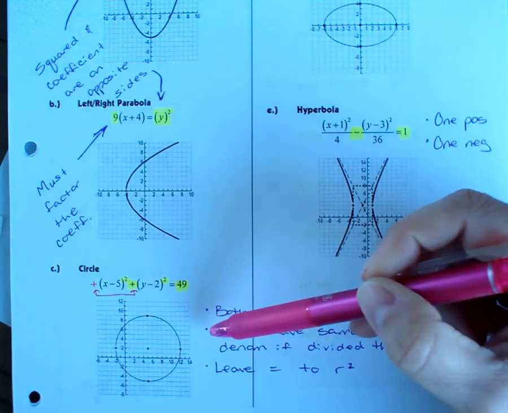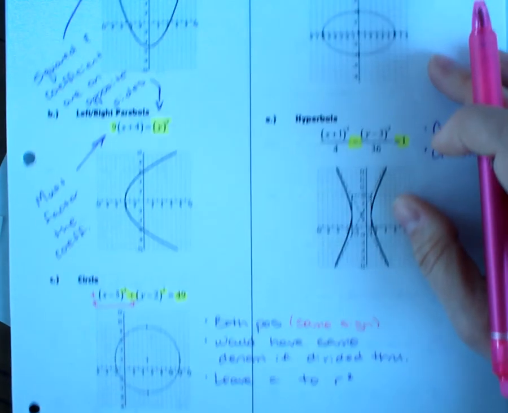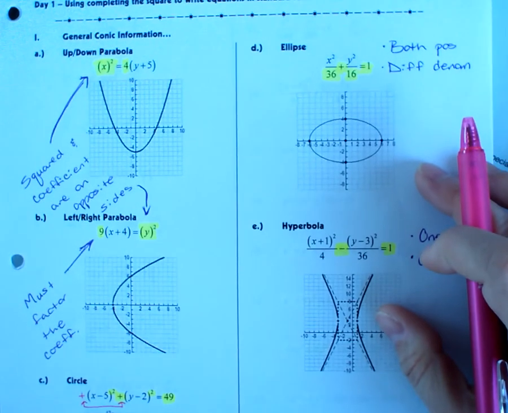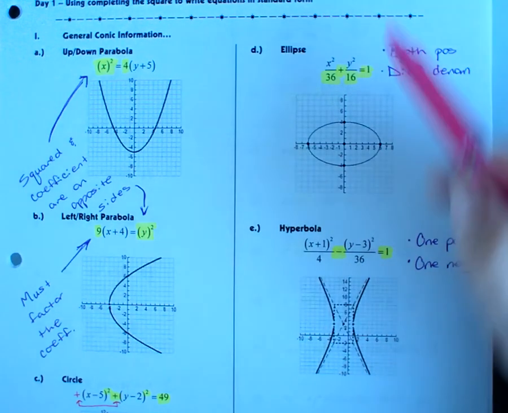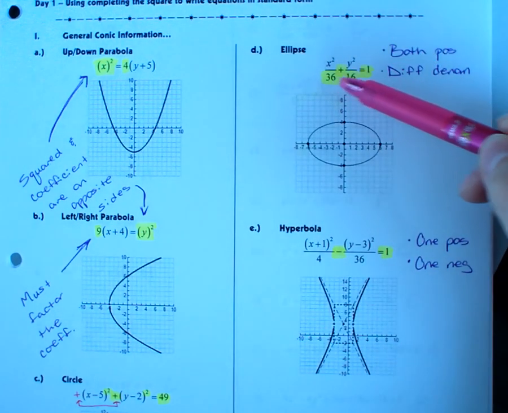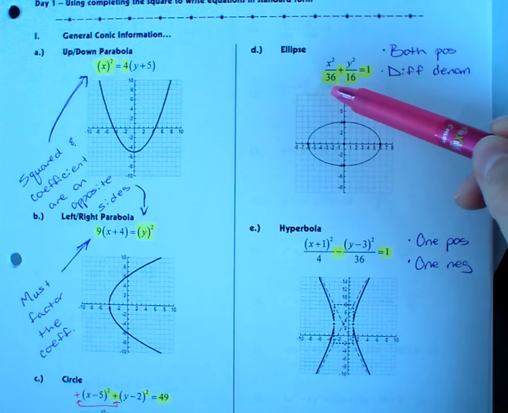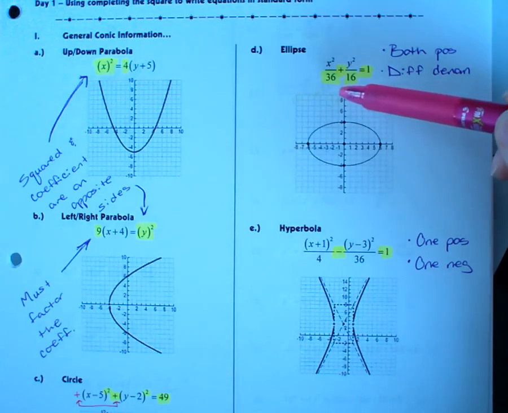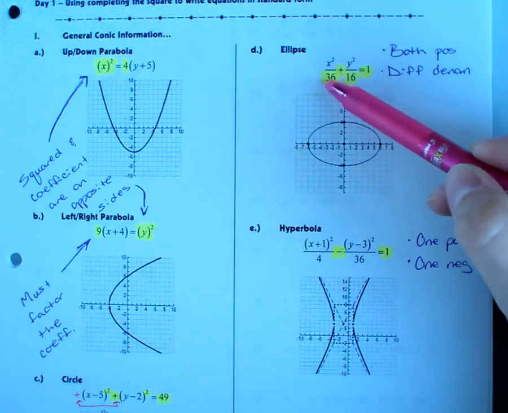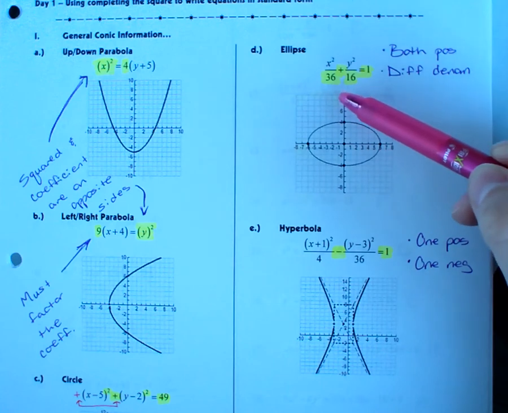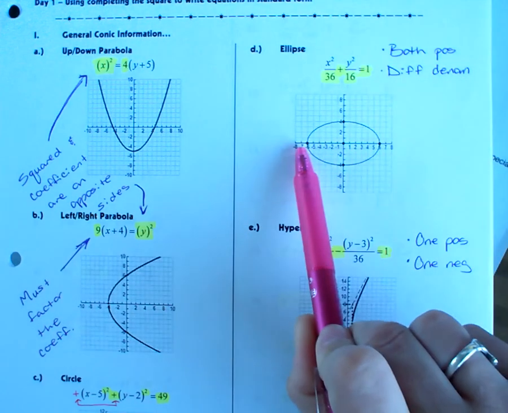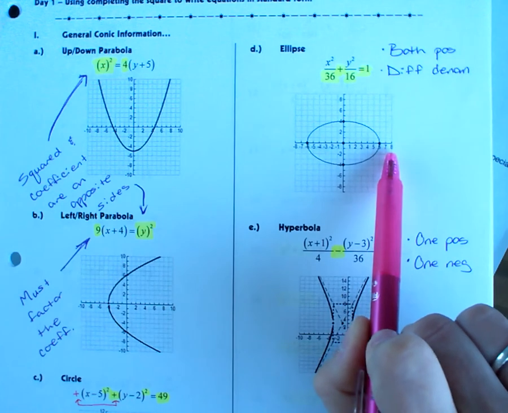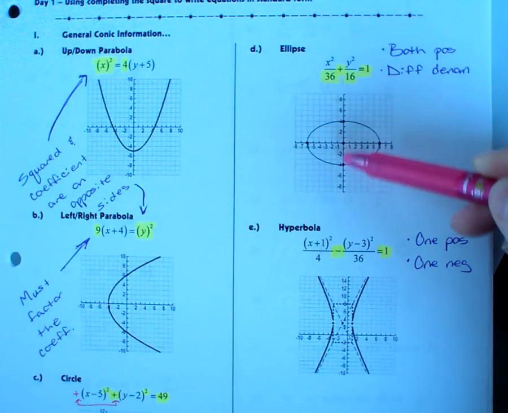The reason that's significant is if we come up here and we look at our ellipse, what we notice on an ellipse is that these denominators are different. If these denominators were the same, this actually would graph a circle. So what we're going to find with an ellipse is that these denominators are going to tell us some information about our horizontal distance, how wide the ellipse is, and a vertical distance, how tall it is.